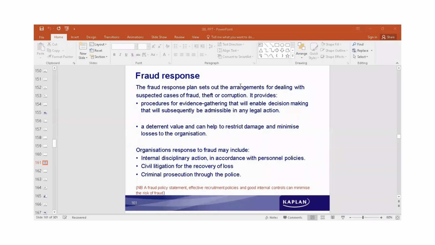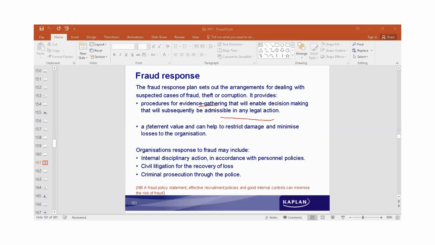So based on that, the system has to have something wherein they would take measures to ensure that such a thing will not happen again in future. So first they would see the procedures for evidence gathering. Based on this evidence, which will enable decision making and be admissible in any kind of legal action, they can decide what course of action would be taken up based on detecting the fraud.